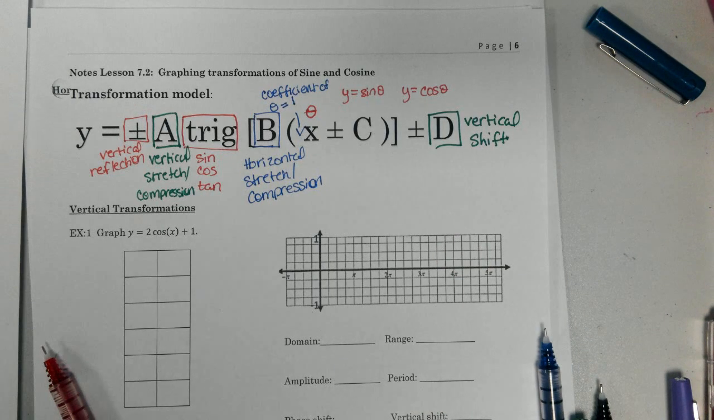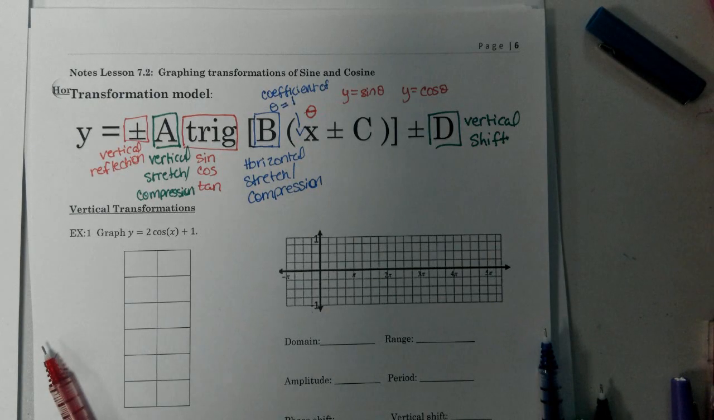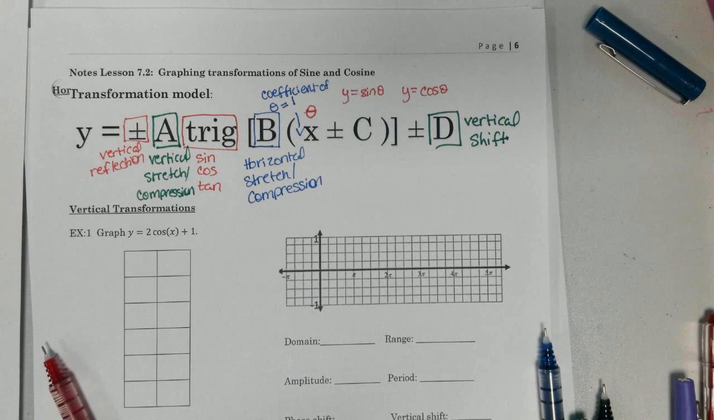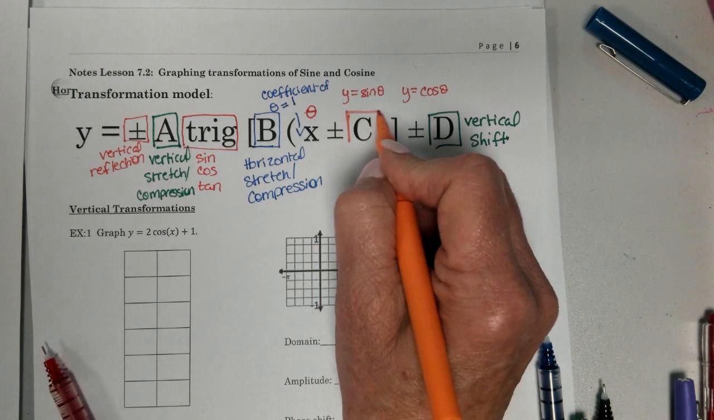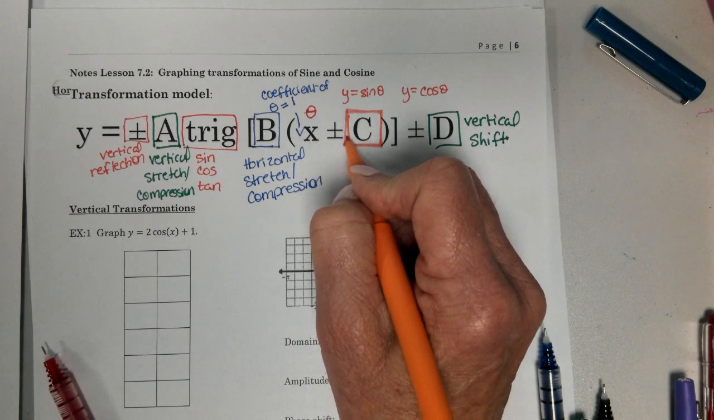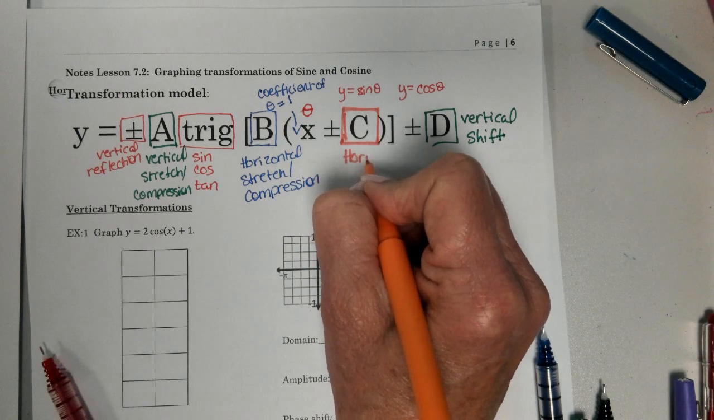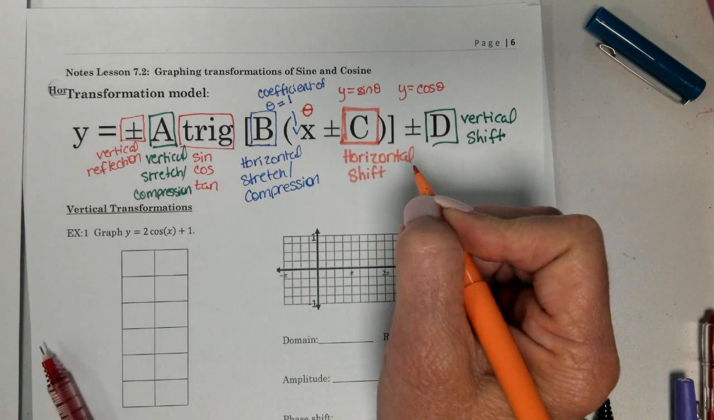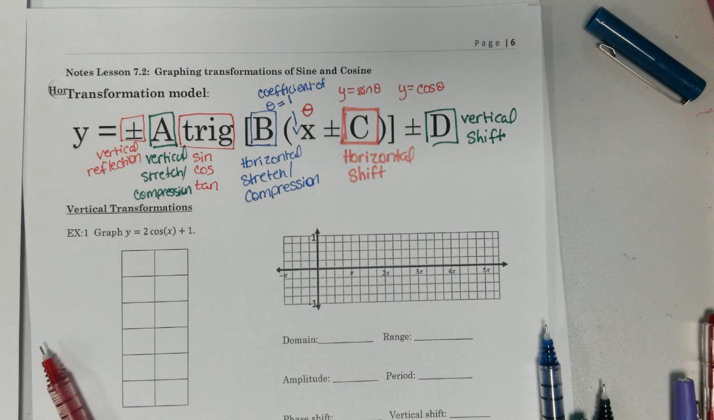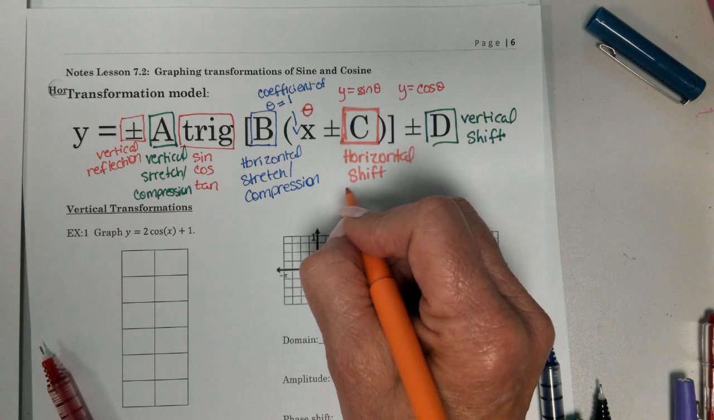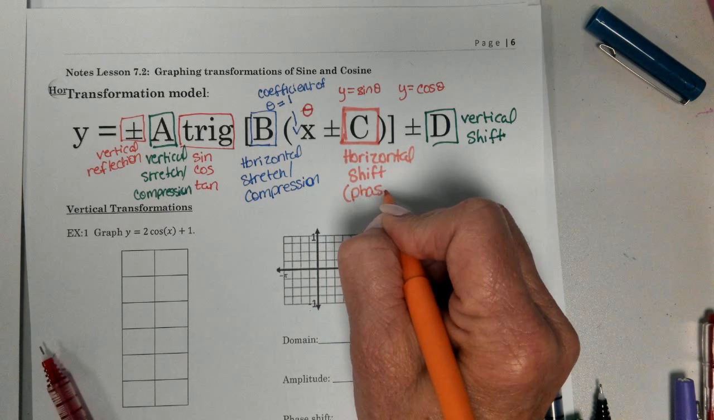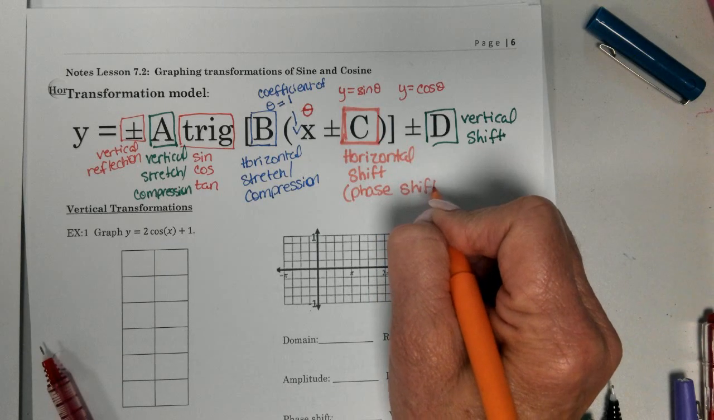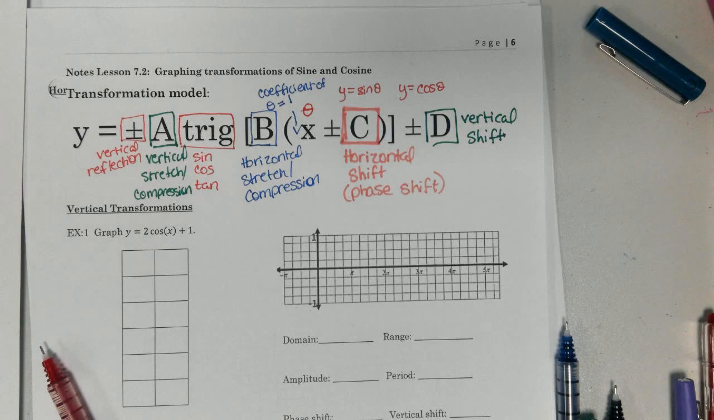And then this value here, not B, I'm sorry, C. The C value right here is our horizontal shift. Now, there is other terminology that can be used, and it could be called a phase shift. So I want you to write that down. Phase shift is your horizontal shift, where we can move left or right.